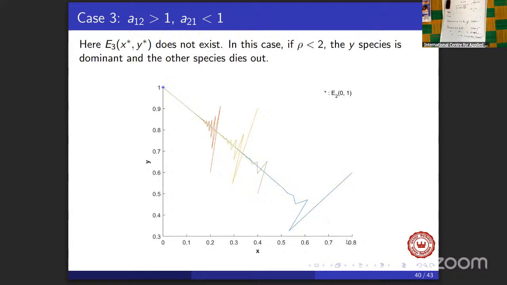Next, case 3, when it is just the opposite case. When a12 is greater than 1 and a21 is less than 1, then the y species dominates and the x species dies out. See the point y at 1, the trajectory goes to the point E2, (0, 1). Next slide.